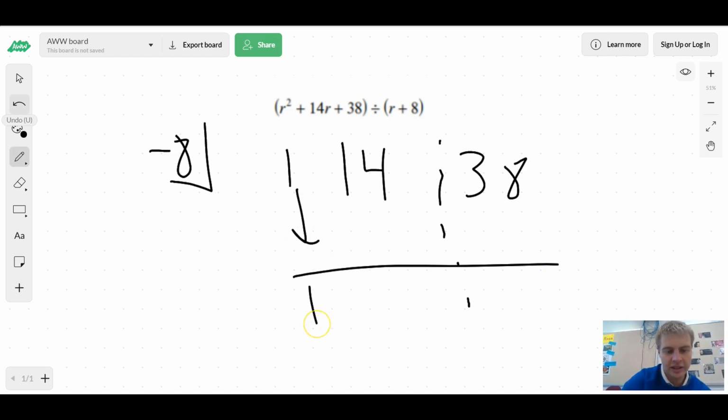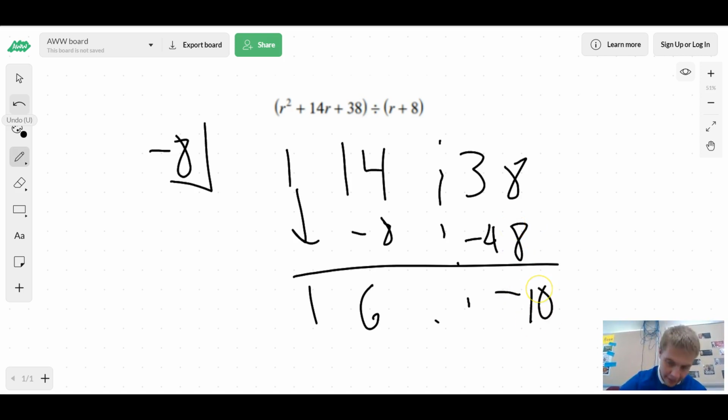The 1 is going to carry down. 8 times 1 is negative 8. 14 plus negative 8 is going to give me 6. And we'll multiply again. That's going to give me negative 48. 38 plus negative 48 is negative 10.